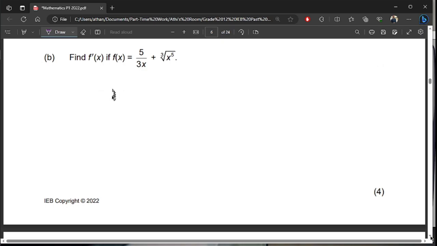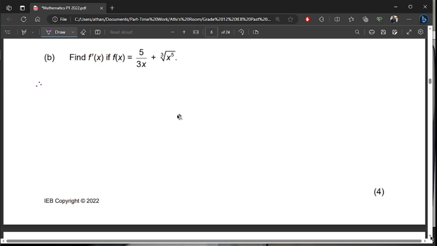Moving on to question B. Still on question 3, question B. Now find the derivative of f of x if f of x is given as that function. Okay, guys, the best way to find a derivative is to make sure that you have a linear equation or expression whereby all your terms have got a denominator of 1.